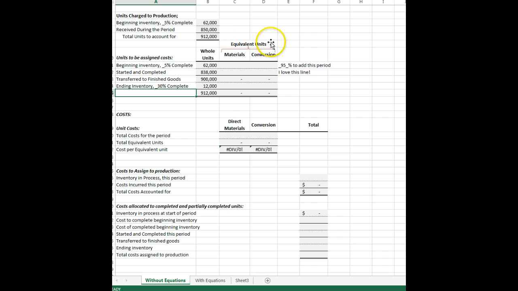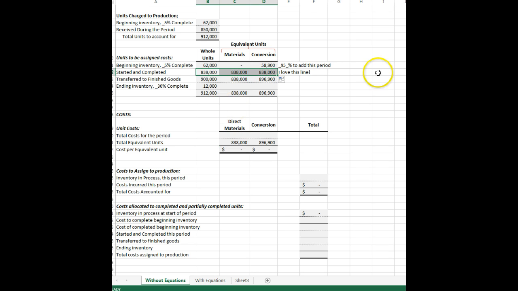Okay, equivalent units. What do we do this period to finish the beginning inventory? Well, the beginning inventory was given to us with the materials in place. So we have zero percent times our 62,000, which is going to leave zero there. And then on the conversion, we have 95% to complete. There's our little 95 there. So that equals 58,900 equivalent units.